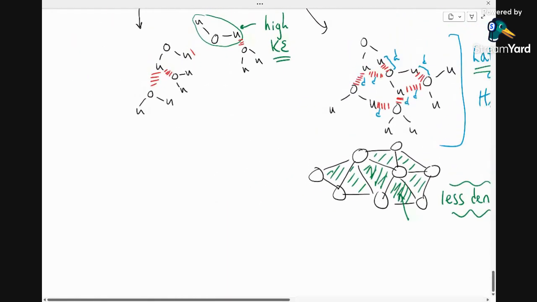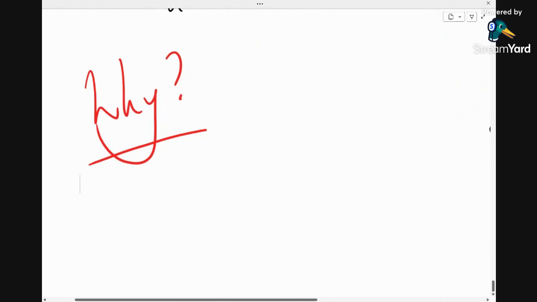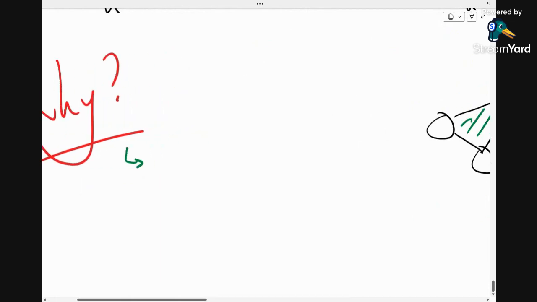But again, why do we care? Why is it important? You don't just get the marks for spouting this on an exam paper. You need to say why. Why is it important that ice floats?